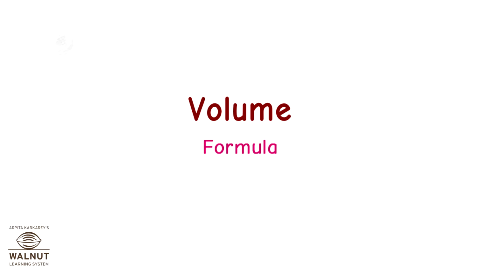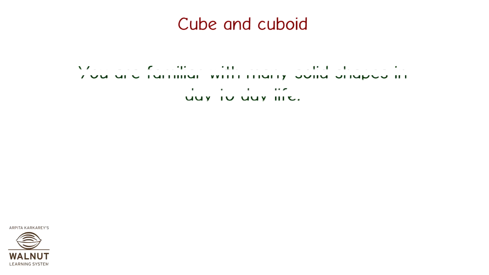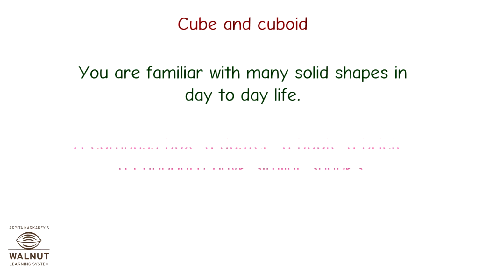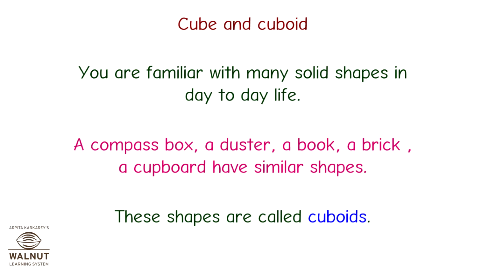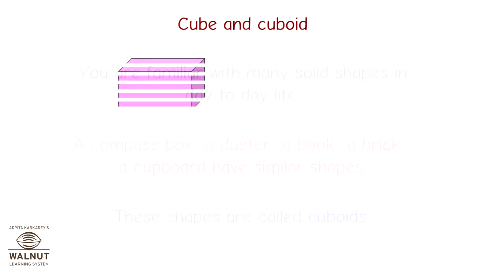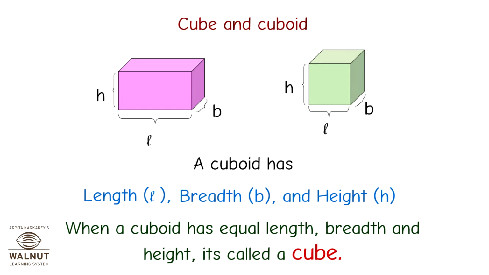Volume, formula. Cube and cuboid. You are familiar with many solid shapes in day-to-day life. A compass box, a duster, a book, a brick, a cupboard have similar shapes. These shapes are called cuboids. A cuboid has length, breadth, and height. When a cuboid has equal length, breadth, and height, it's called a cube.